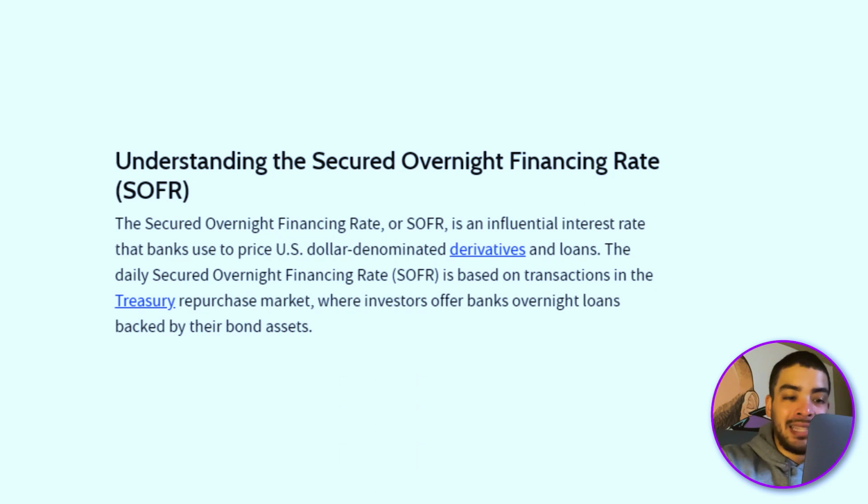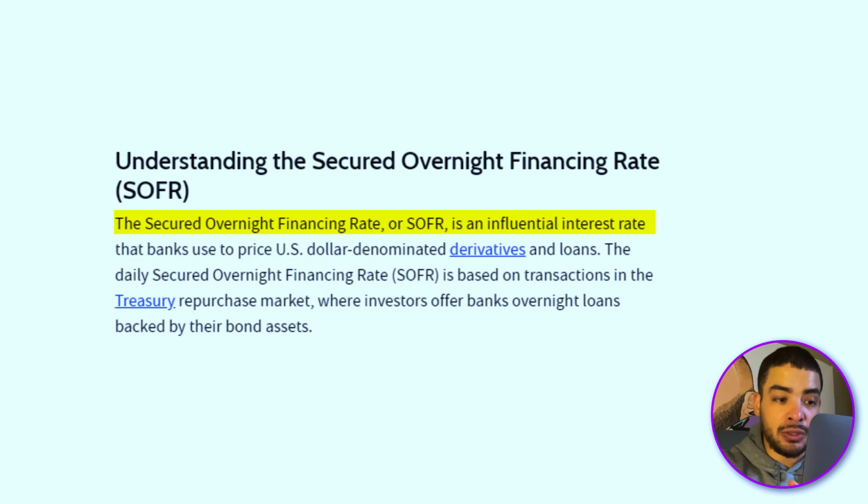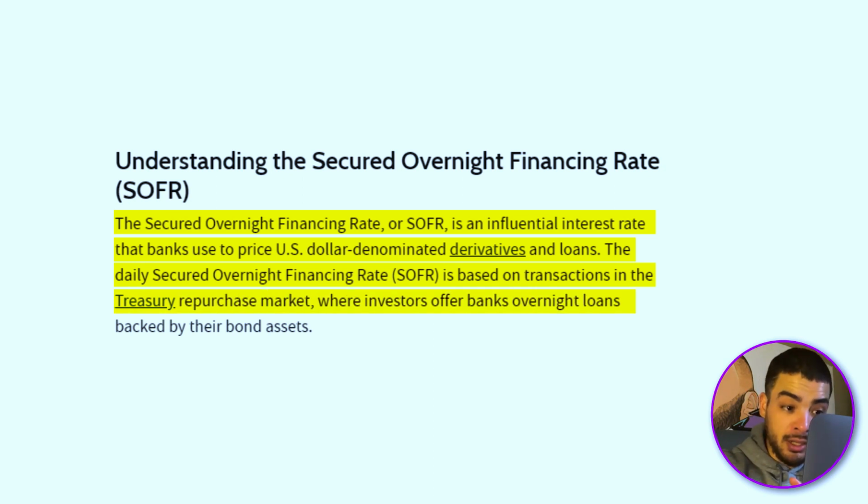Okay. A little bit further, we're not going to go super deep into this, but I just want to tell you guys what it says here on Investopedia, okay? The secured overnight financing rate, or SOFR, is an influential interest rate that banks use to price US dollar-denominated derivatives and loans. The daily secured overnight financing rate is based on the transactions in the Treasury repurchase market, where investors offer banks overnight loans backed by their bond assets.